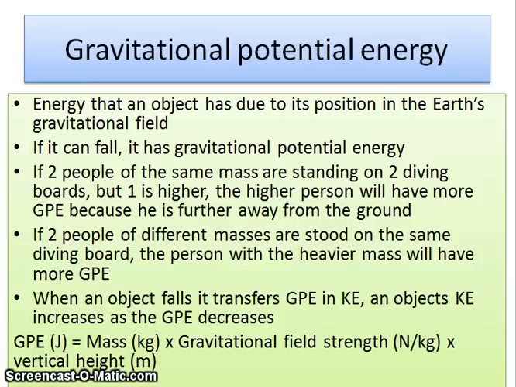The gravitational potential energy of an object is the energy it has because of its position in a gravitational field, like the one around the Earth. This energy depends on the mass of the object, its height above the ground, and the strength of the gravitational field.